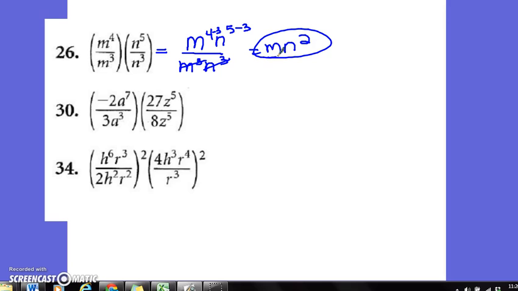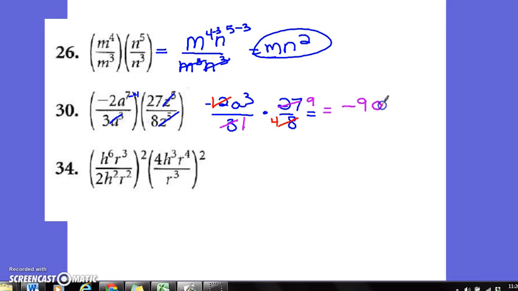Alright, number 30. If we reduce, it would help us. But we can deal with the a, so you subtract off 4, so you have negative 2 a to the 3rd over 3 times, and figure out your z's. Z's to the 5th completely cancel out, so you have 27 over 8. You can then just multiply straight across if you'd like, or just start canceling. 2 goes into 2 one time, 2 goes into 8 4 times. And then 3 goes into 3 one time, 3 goes into 27 9 times. So negative 1 times 9 is negative 9. A to the 3rd comes over, all over 4.